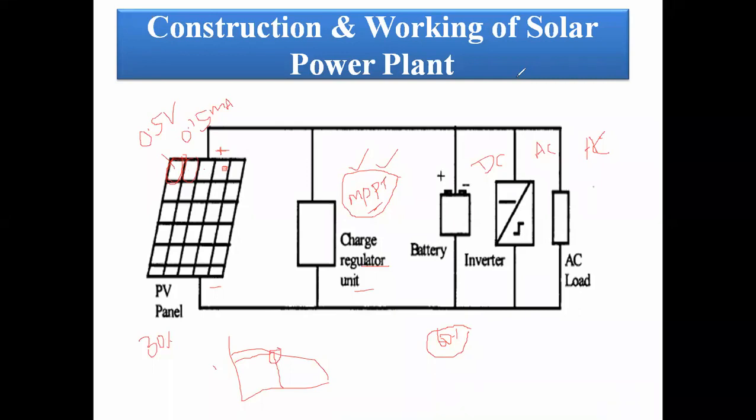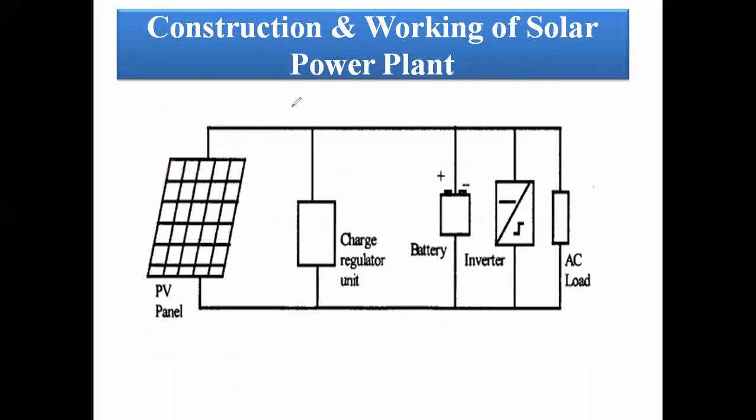Again, solar power generation consists of two methods. One is the on-grid system, another one is the off-grid system. In the on-grid system, without a battery, we can directly connect it to the grid.